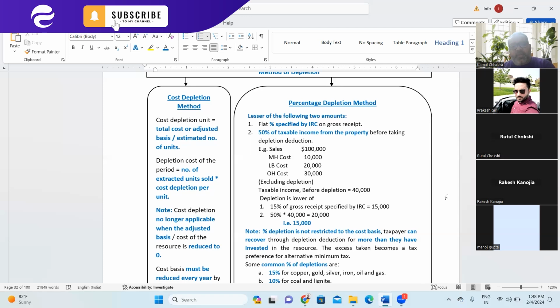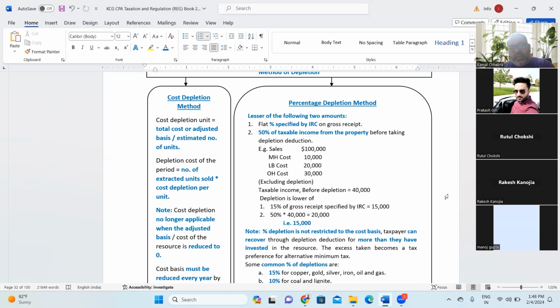For example, you have made total sales of $100,000. You have incurred manufacturing cost of $10,000. You have incurred labor cost of $20,000. You have incurred overhead cost of $30,000, excluding depletion cost, right? So your taxable income before depletion is $100,000 minus 10 minus 20 minus 30, that is $40,000, right?